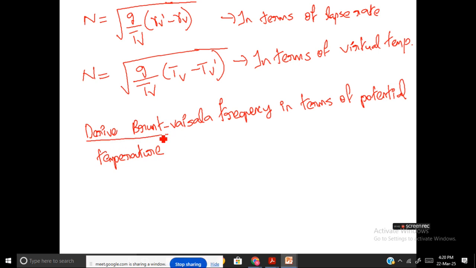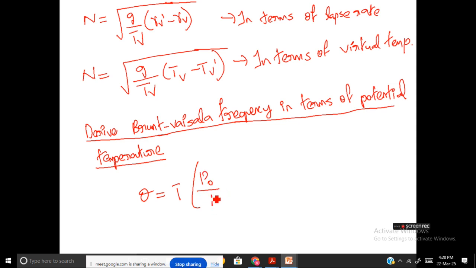What is potential temperature? Potential temperature is the temperature that an air parcel will reach if it is adiabatically expanded or compressed to a standard pressure level, which is generally taken as the surface pressure level or 1000 hectopascal. So theta is given by T into (P0 by P), the whole raised to R by Cp.